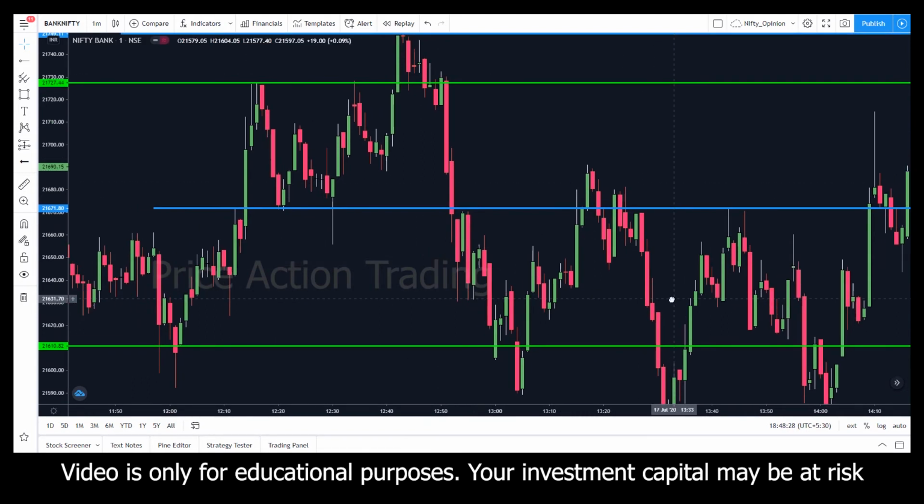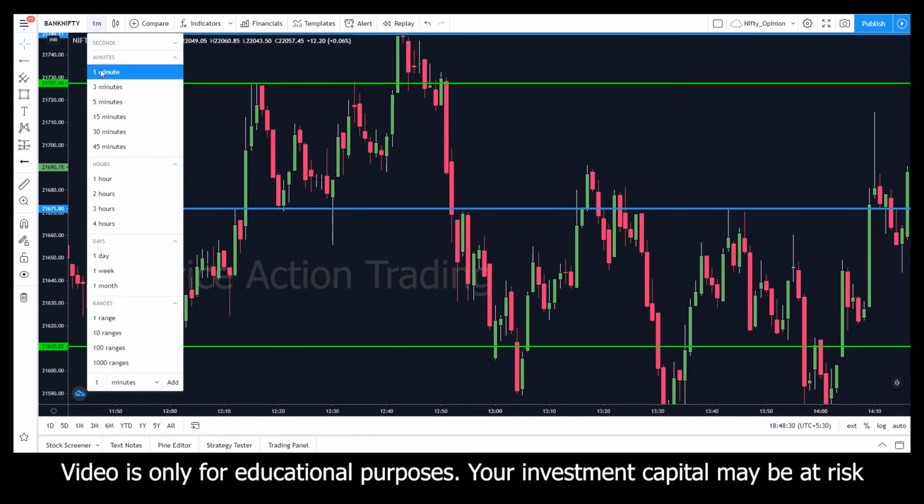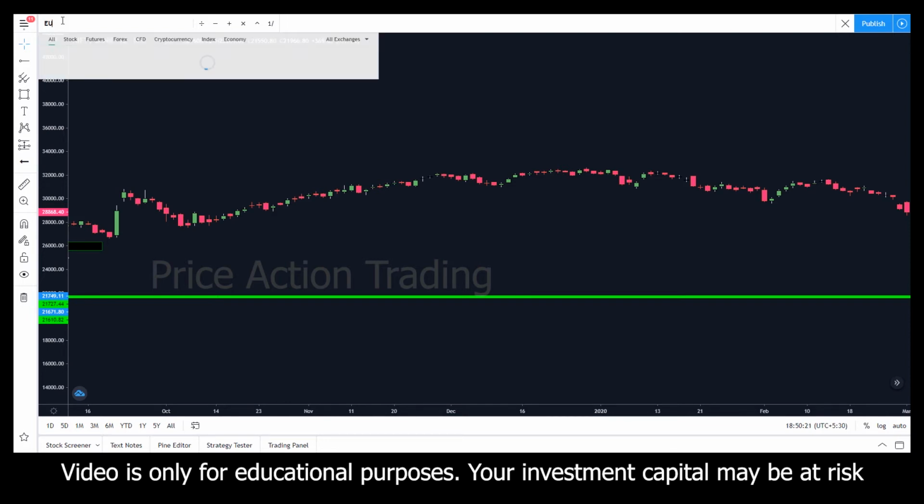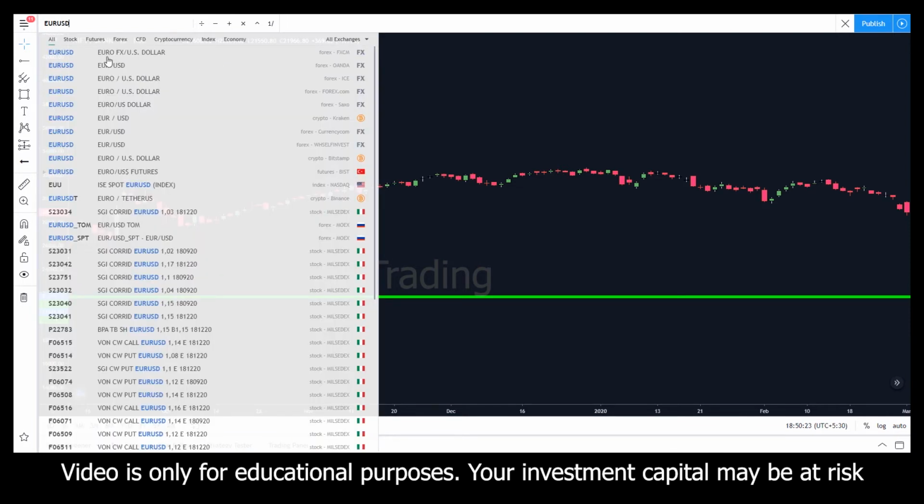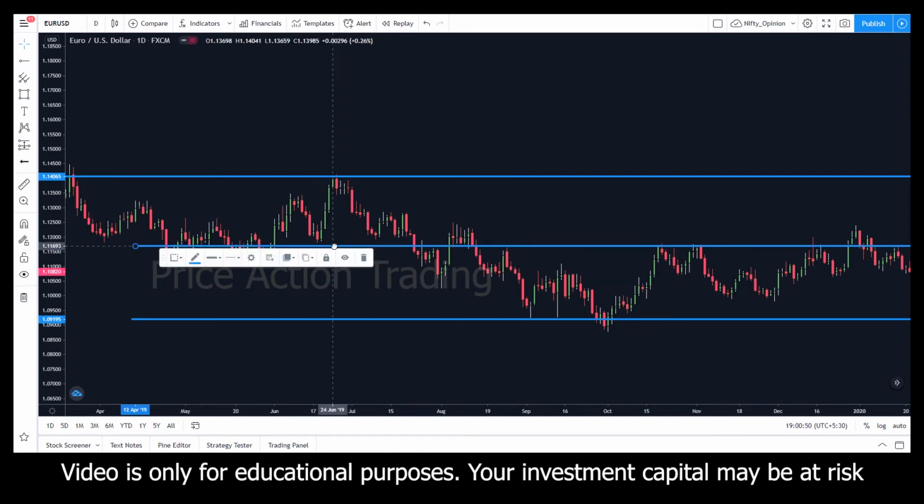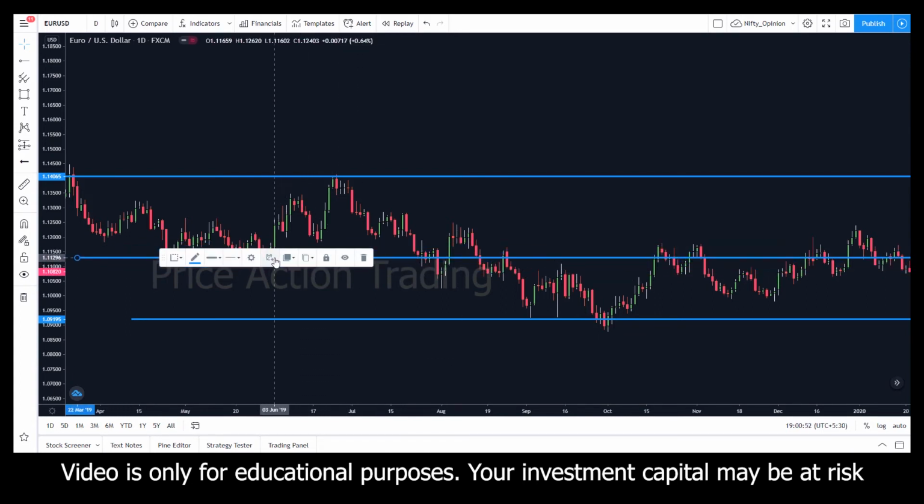So see the levels. Now if I quickly go to 1 day time frame, let's switch to Euro USD now for 1 day time frame. So my fifth tip would be to mark the levels which have at least 2 or 3 touches. So what I mean by that is, if I mark this level, this is also a good level. This is also a good level.